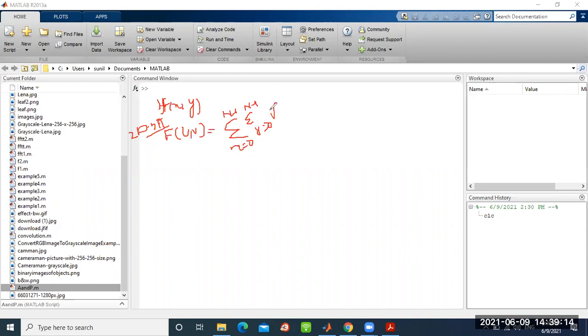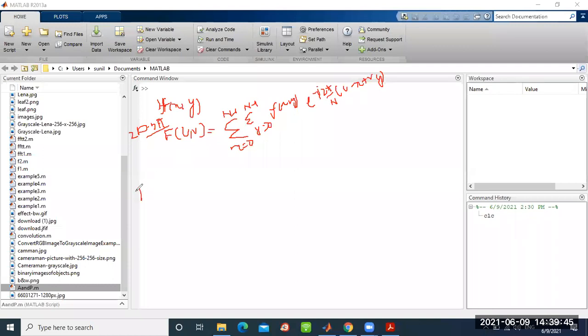Fine. Now f of x, y, your real image, then e to the power of minus j 2 pi n (ux plus vy). So this is a mathematical formula which is given. Yes or no? This is a mathematical formula which is given for the discrete Fourier transformation.